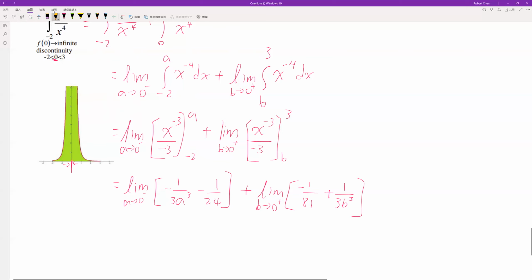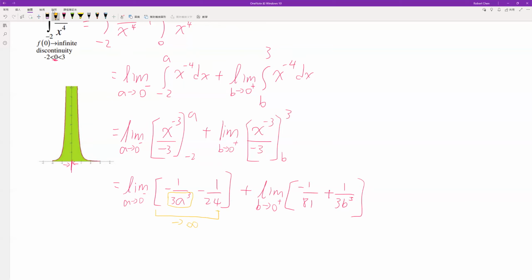Okay, so let's look at the first one. It's going to 0 from the left hand side, so negative. So negative with the negative, that's going to be a negative number that's very close to 0. With the negative, it's going to be positive, right? So this whole thing goes to positive infinity. If you want, you can just take like -0.00001 and type that into the calculator. You can check.